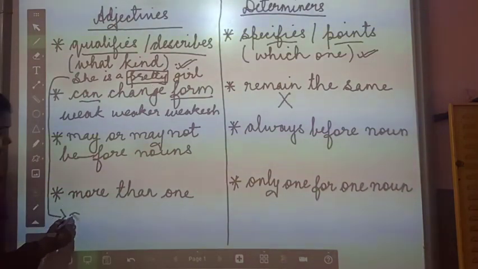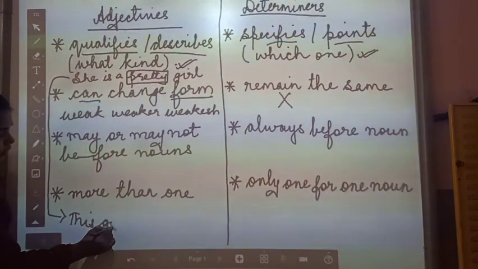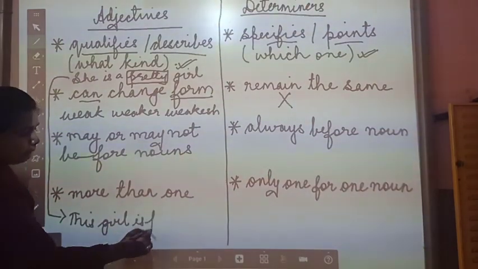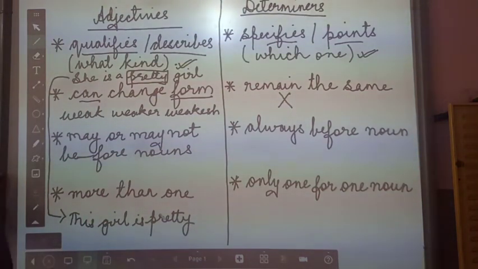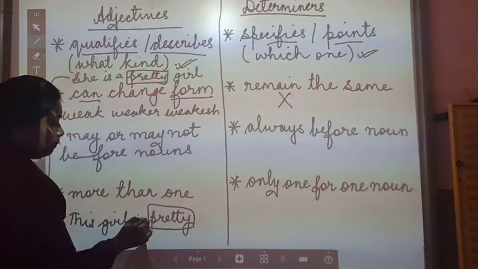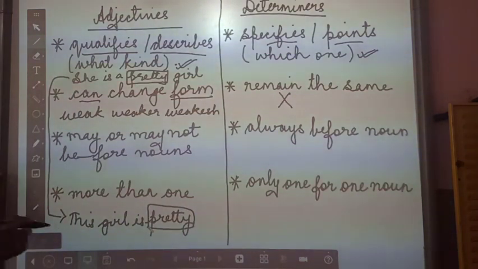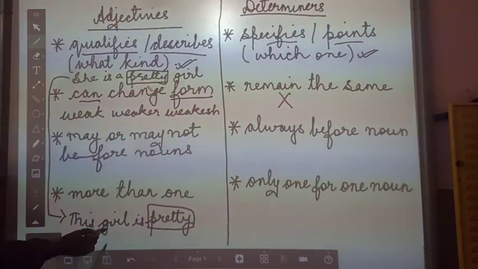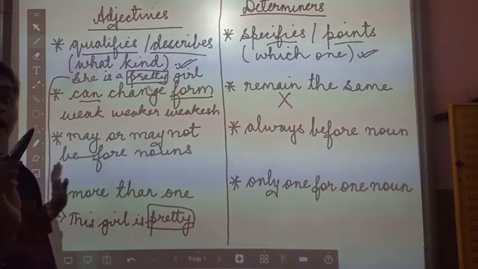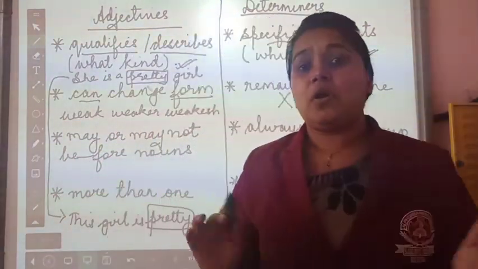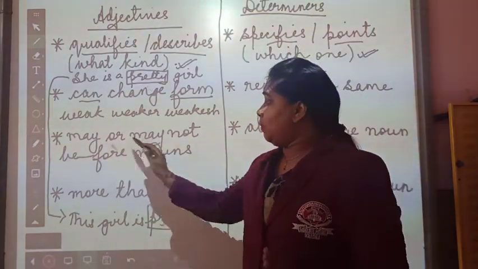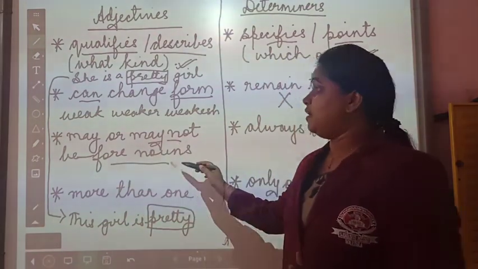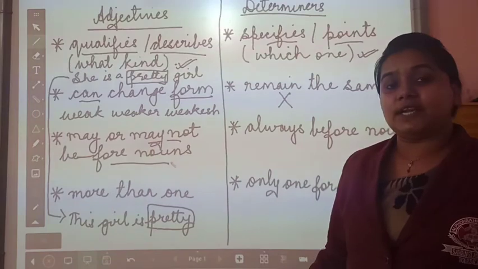I can also write it here like this. This girl is pretty. Okay. Now, here which word is describing the girl, qualifying the noun? Again the word pretty. What do you observe here? Before, it was placed before the noun, and here it is placed after the noun. Okay, so you have to keep in mind that adjectives can be placed before the noun or can complement the noun afterwards also. So it may or may not be before the noun. That is our next important difference that you have to keep in mind.